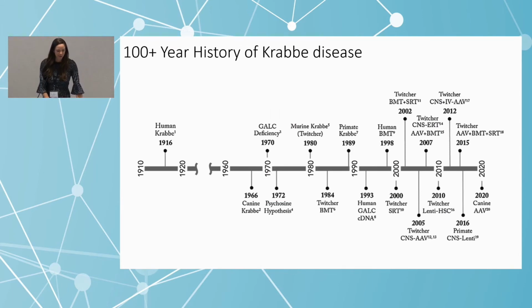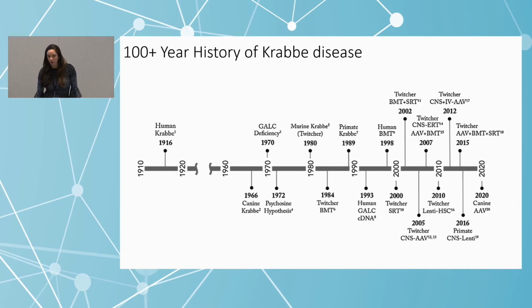So as was just nicely presented, there's a really long history of Krabbe disease, which was discovered in 1916. There's been discovery of numerous animal models, including a canine model, a murine model, and a primate model of Krabbe disease, with numerous key preclinical studies happening along the way. Many of them initially looked at bone marrow transplantation and substrate reduction therapy.